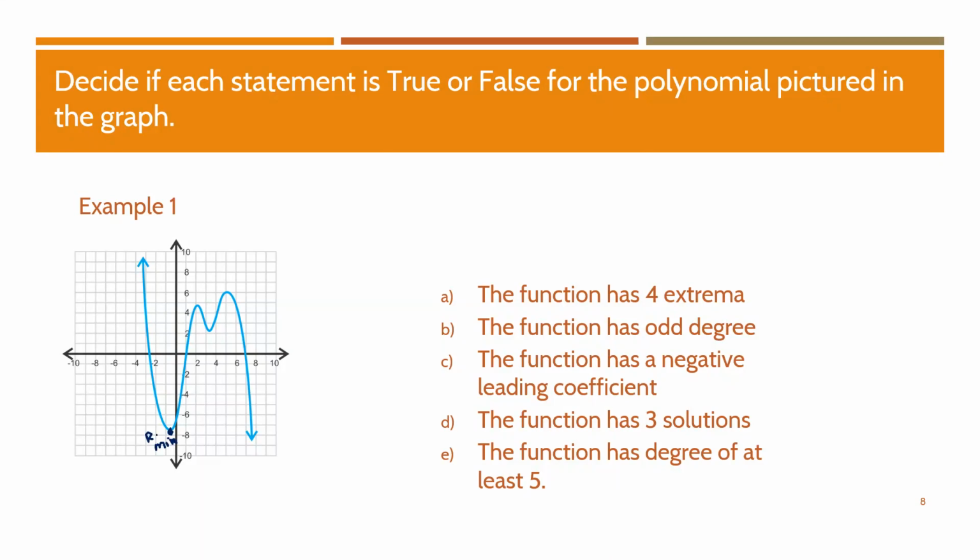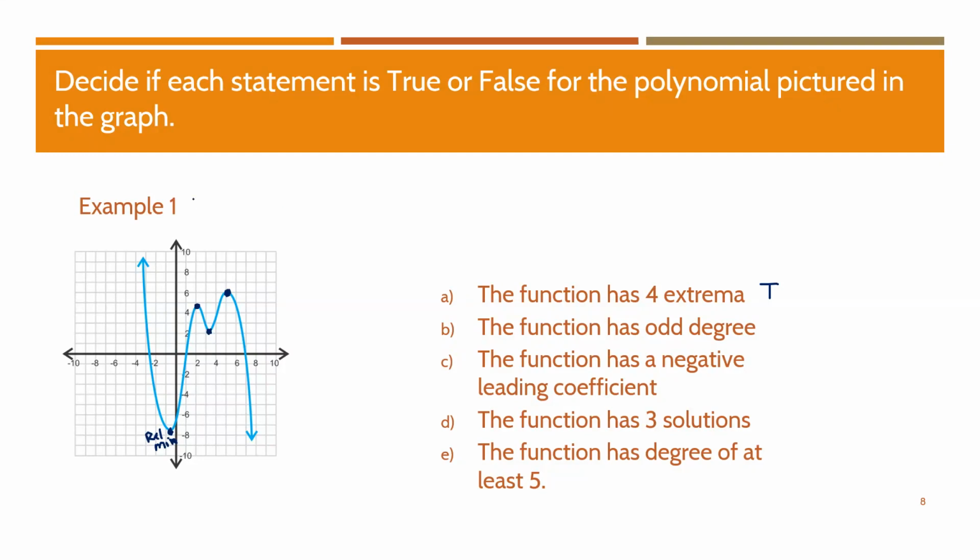It is a relative minimum because the graph goes lower. Here is a relative maximum, another relative minimum, and another relative maximum. All are relative because the graph does go to both positive and negative infinity. But if I count them up, 1, 2, 3, 4, the function has 4 extrema. That is true.